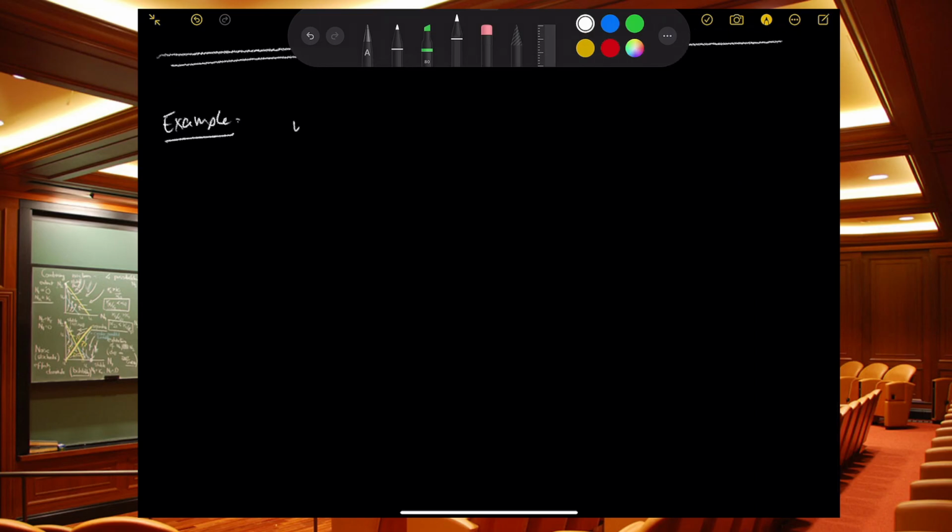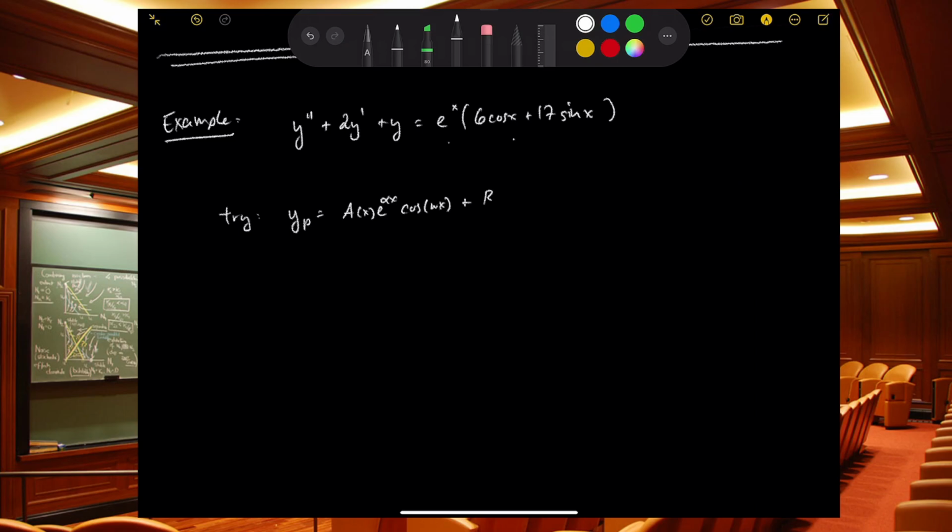All right, so for this next example, instead of having just sinusoidal input on the right, we're going to have it being scaled by e to the x. Okay, so now it's got an e to the x times this sinusoidal input. So what we know is that we're going to try a guess of y sub p, which is going to be, you know, a x e to the alpha x cos x plus b x e to the alpha x sine omega x. Here our omega is 1, our alpha is 1, so that should simplify the structure of it pretty well.